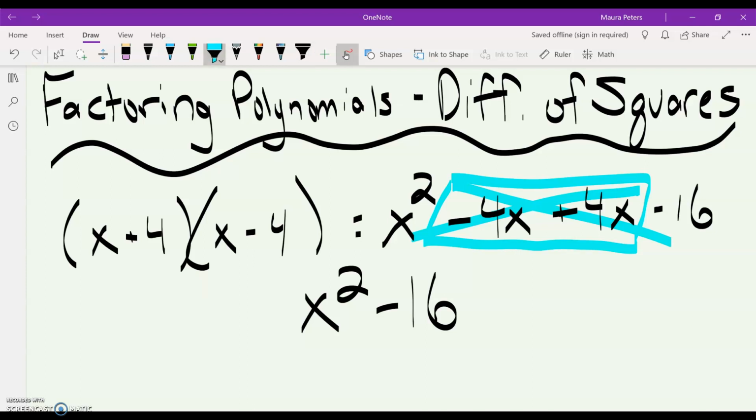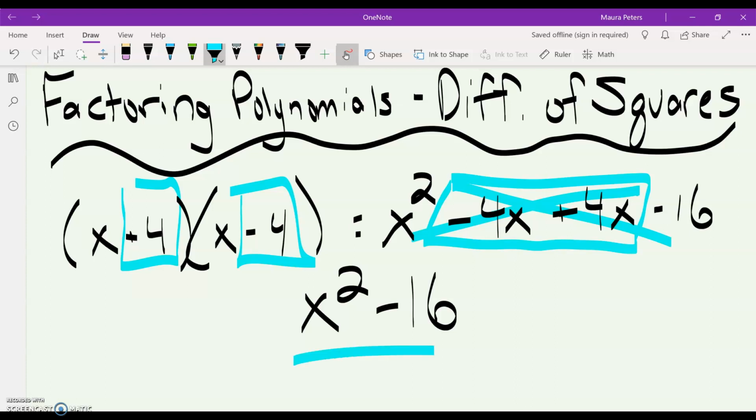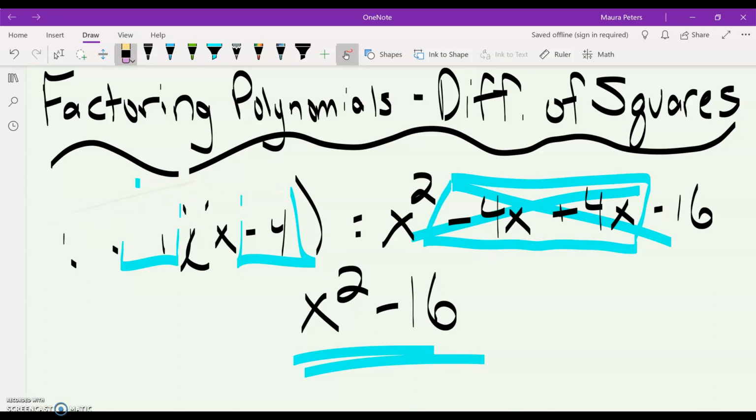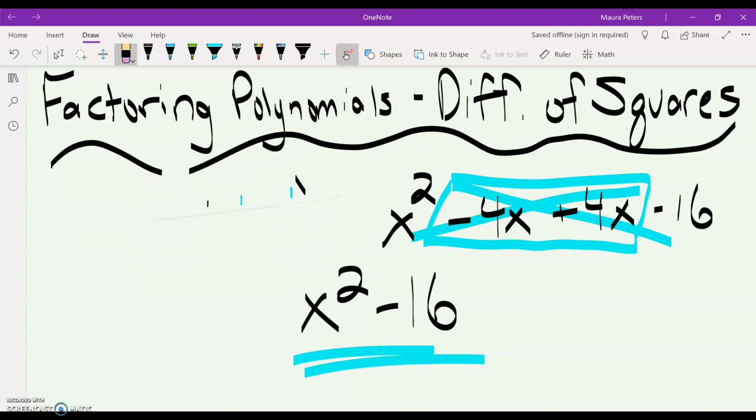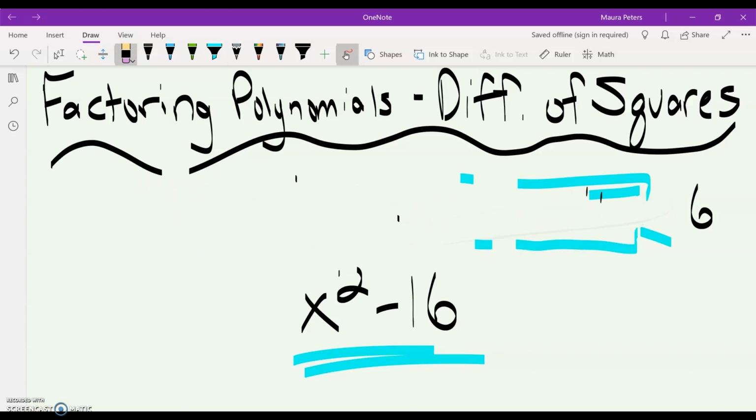So what we're left with here is x squared minus 16. Okay. What I want you to do is keep an eye on these two pieces here as we move forward through a couple of different examples. So that was the first example. Let's take a look at another example here, utilizing the same method, and maybe we can start to pick up on what's happening.